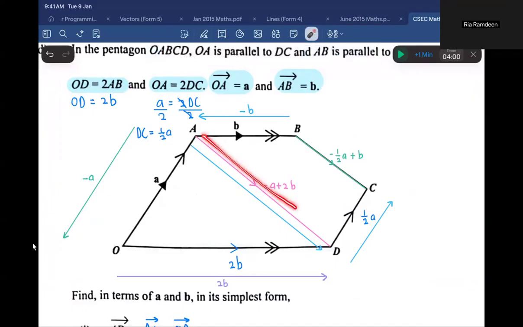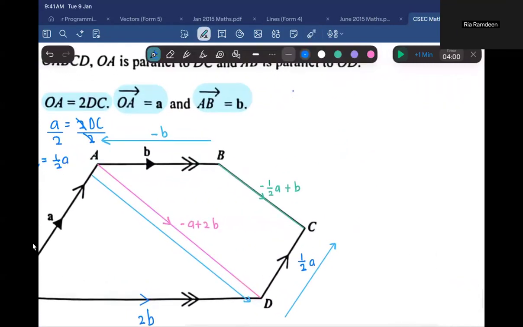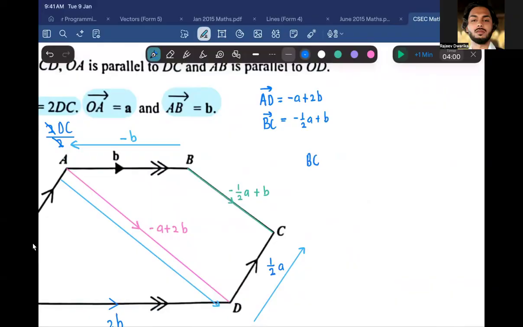Yeah, AD and BC. Can you tell me what AD is? What was vector AD? Negative A plus 2B. And what was vector BC? Negative half A plus B. Okay, just by looking at this from the diagram, it looks as though BC is a what of AD? A half. You think we could prove that?